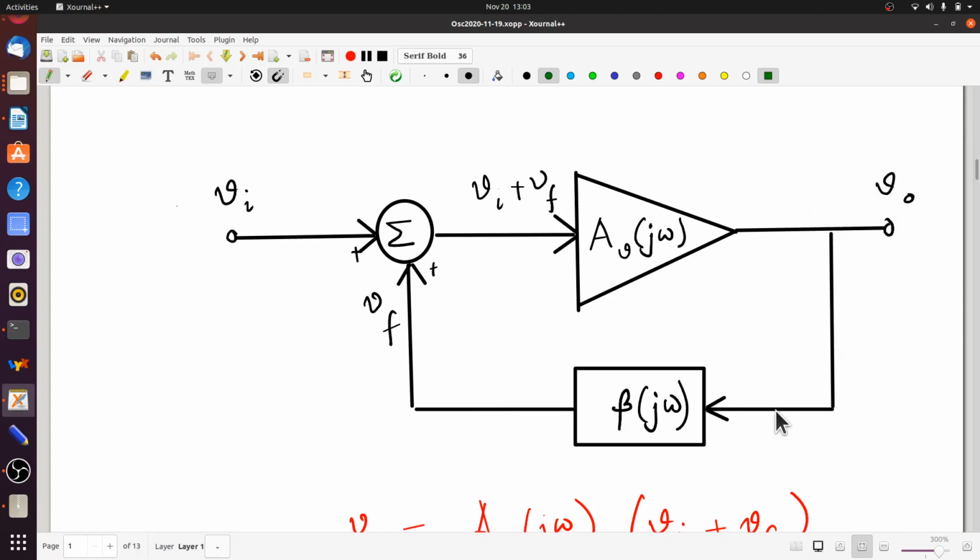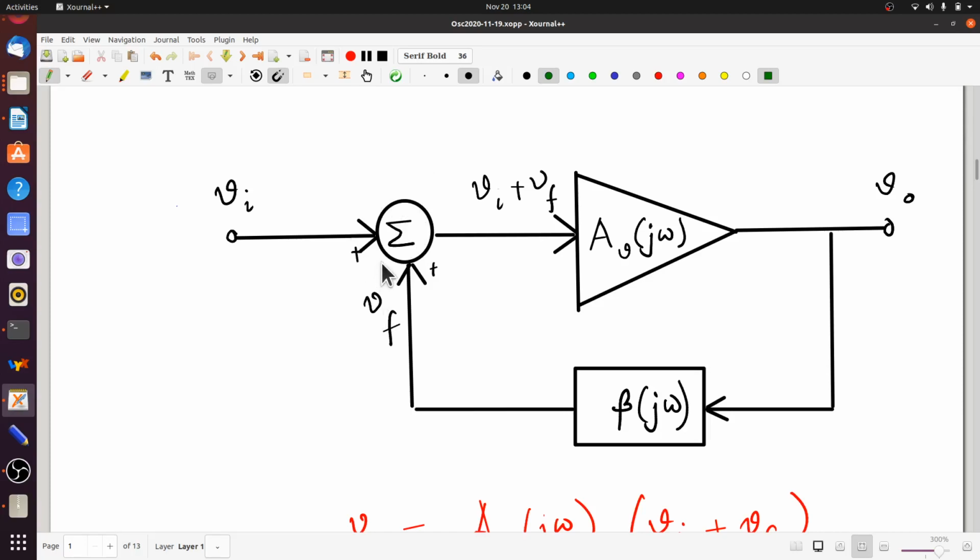What you're doing is you're taking the output, passing it through a feedback network where the feedback fraction beta is again a function of j omega, and this is producing a feedback voltage Vf. This is all very similar to what we did when we talked about negative feedback, although there we may not have stressed the frequency dependence so much. Here the frequency dependence, at least in oscillator theory, is critical. That's why we are focusing on that.